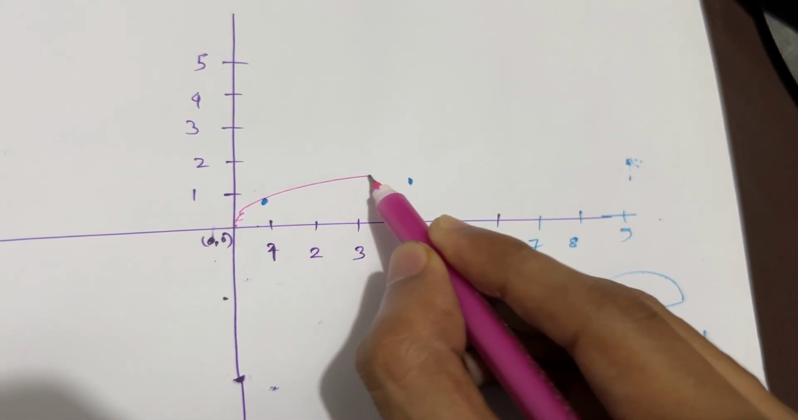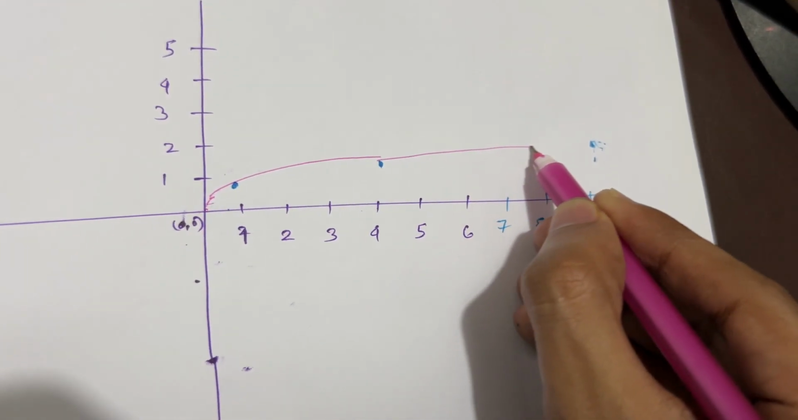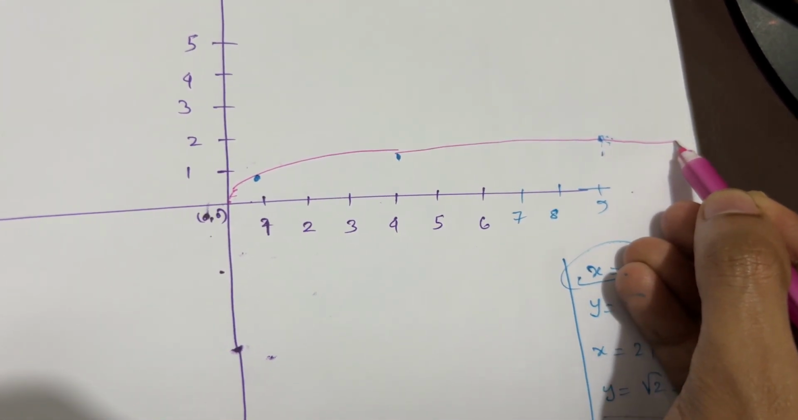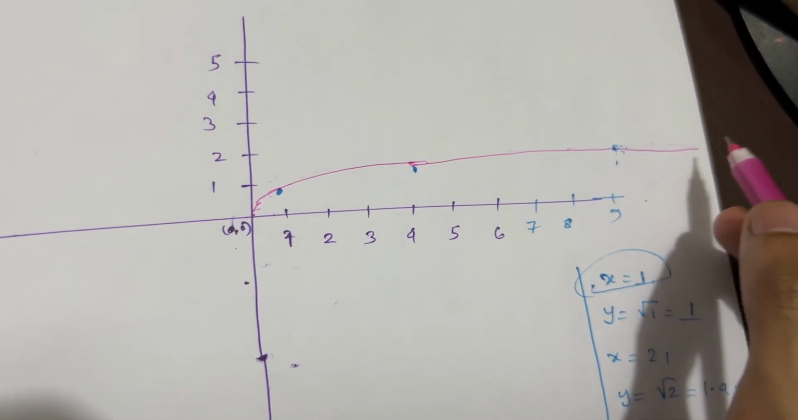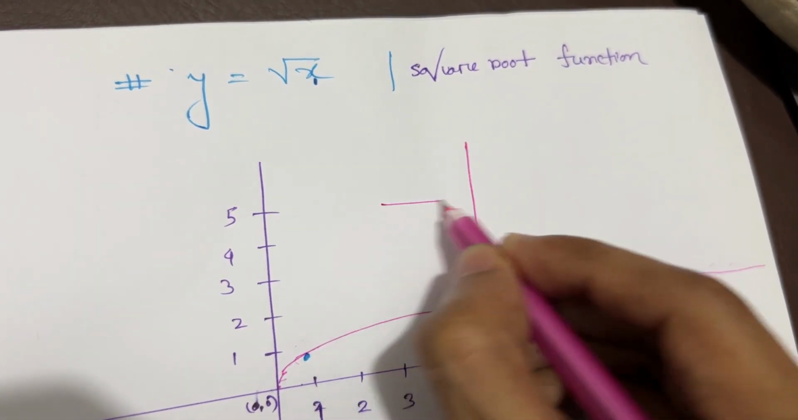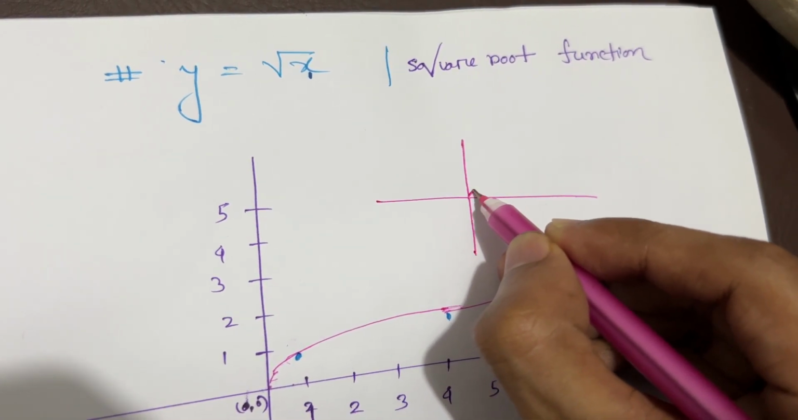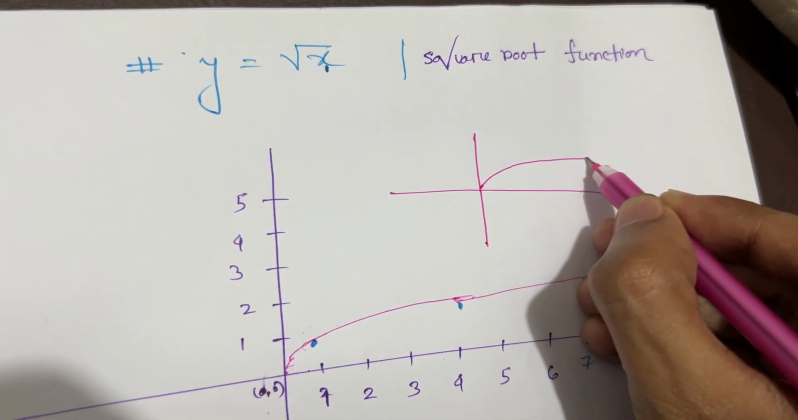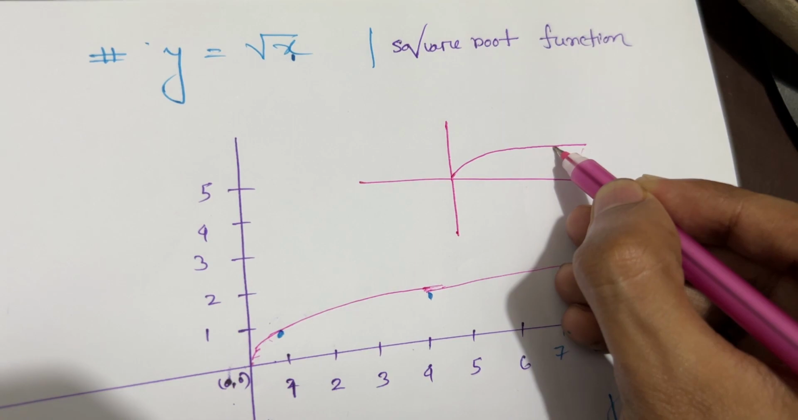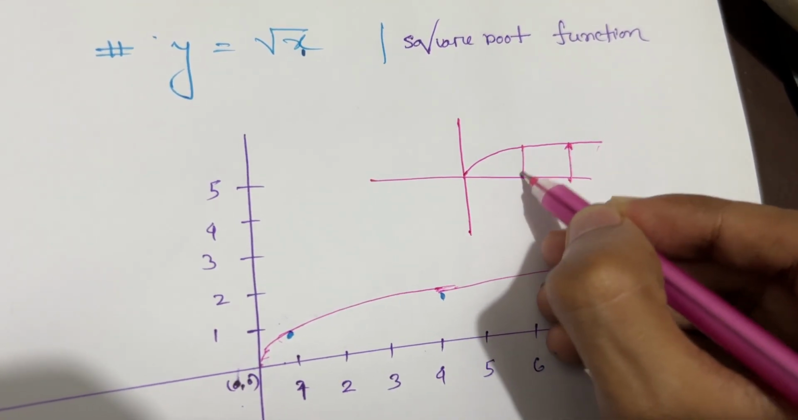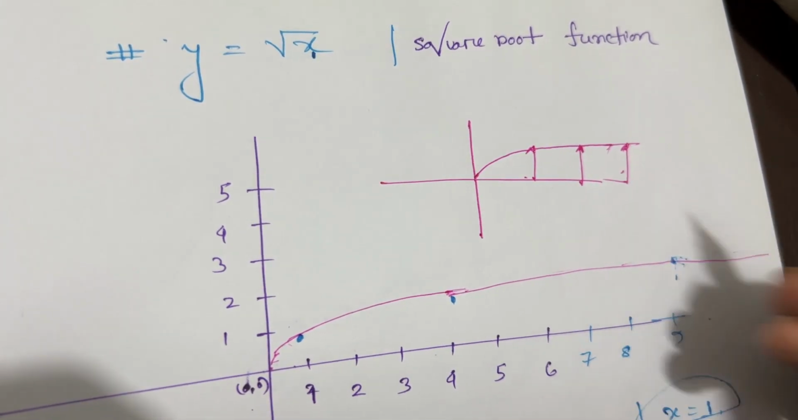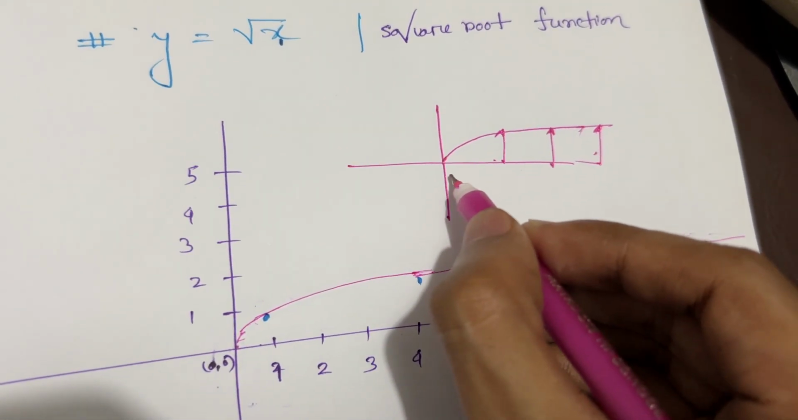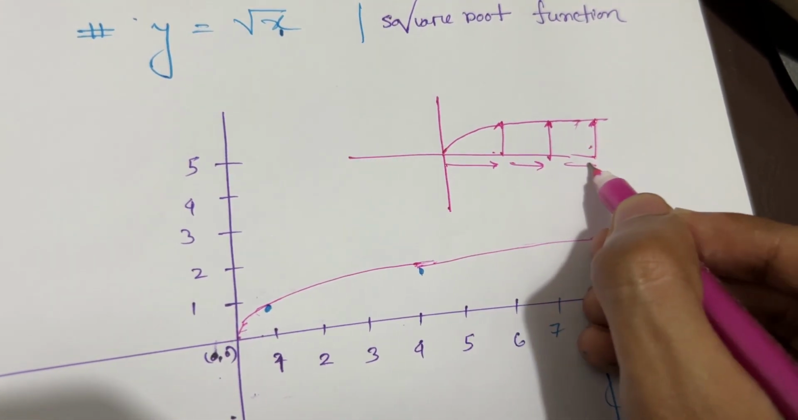So it would be like this. It is gradually increasing, but not too much. If I just draw it more perfectly for you, it is like this. I'm increasing, but not too much. See the difference of this, the difference of this. There is not too much difference. Very slight difference. But the x value is increasing dramatically.